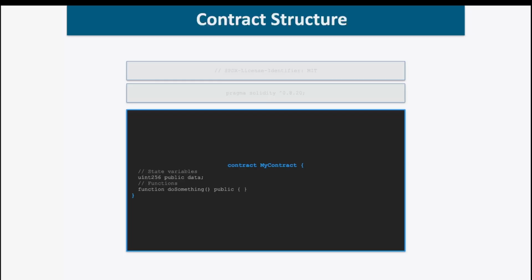Think of a contract like a class, but with crucial differences. A contract is deployed permanently on the blockchain. It gets its own address. That address is permanent. The contract will exist there until somebody explicitly destroys it. It has persistent state.